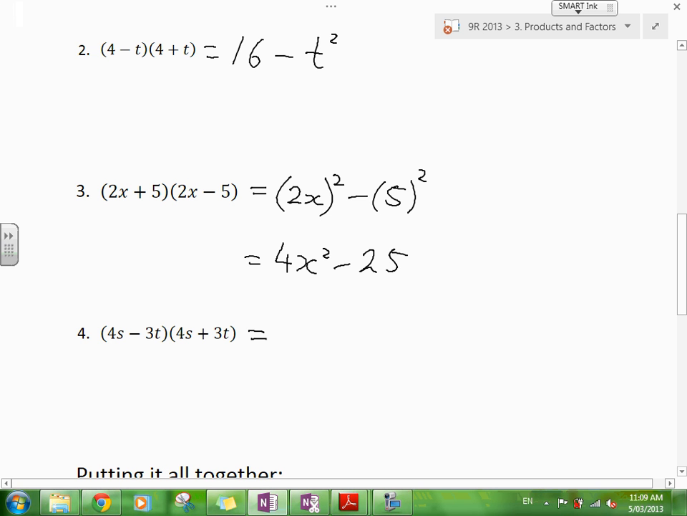Alright, the last one, 4s minus 3t, 4s plus 3t. Good, exactly. 16s squared, and it's always going to be minus 9t squared. Alright? So it's a nice, simple way. We're talking about the difference of two squares. Okay. Alright, so we're talking about that.